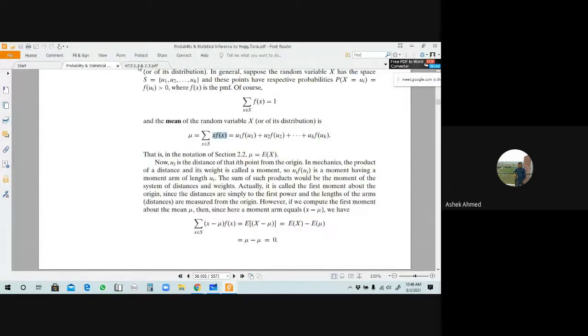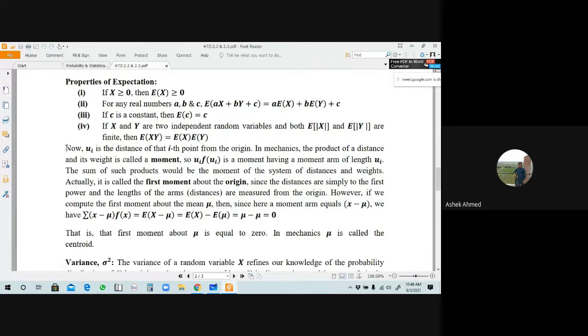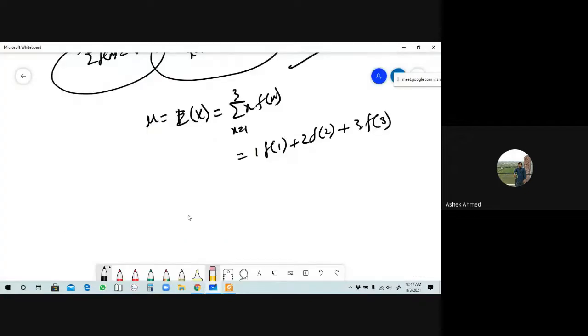Now I will discuss the main topic here. u suffix i is the distance of the ith point from the origin. In mechanics, the product of a distance and its weight is called moment. Can you remember about moment? The definition of moment: if a particle rotates about an axis, we can get the moment of that particle. For that you have to take a fixed point. Tell me, how many points does a particle consist of?